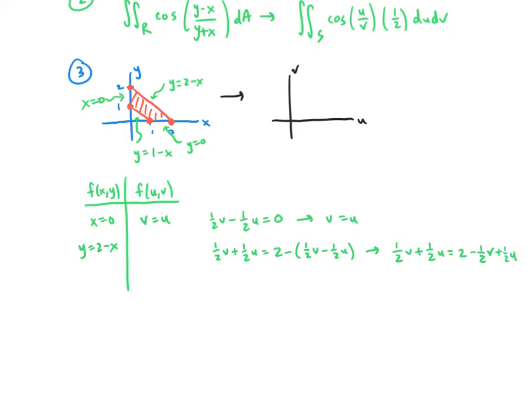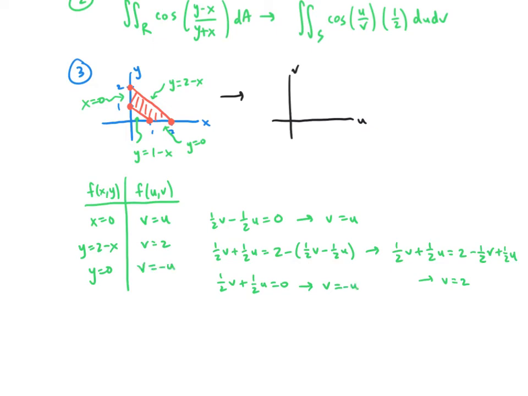Okay, so balance it out. The 1/2 u's will cancel. We can combine the v's together, and this would give us v equal to 2. So there we go. The next one, y equals 0. So we have y, which is 1/2 v plus 1/2 u, equal to 0. That would imply that v is equal to negative u.